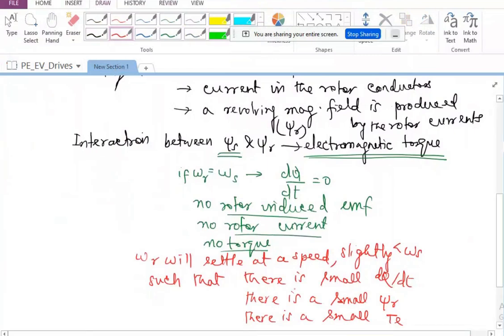So the induction motor basically works on the principle that as long as there is at least a small relative velocity between the revolving magnetic field of the stator and the actual physical rotation of the rotor, there will be a small induced EMF in the rotor circuit, which will cause current to flow. There will be a rotor flux, and the rotor flux will interact with the stator flux to create a small torque that will sustain the rotation. So the induction motor, by its own principle, is a self-starting motor, as compared to what you see in the case of the synchronous machine.